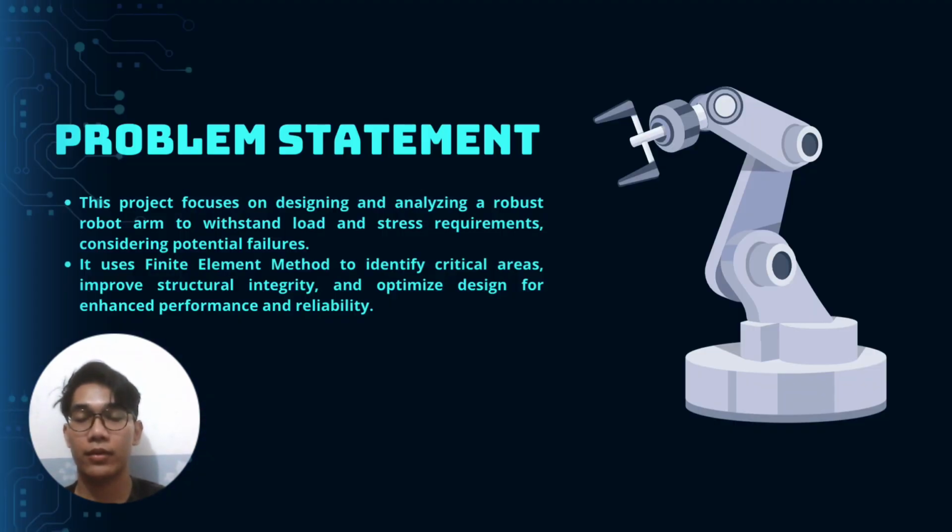The problem statement for this project focuses on designing and analyzing a robust robot arm to withstand load and stress requirements while considering potential failures. Second, using the finite element method to identify critical areas, improve structural integrity, and optimize design for enhanced performance and reliability.